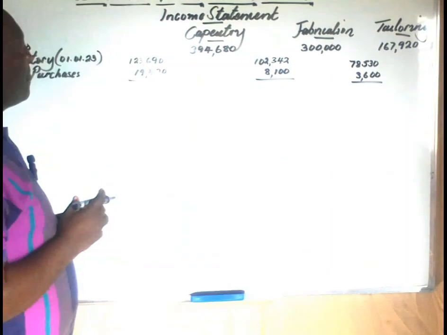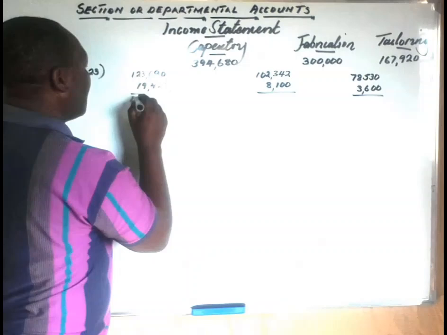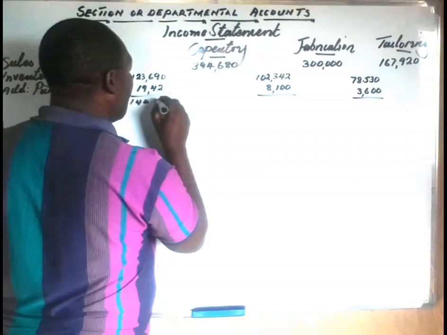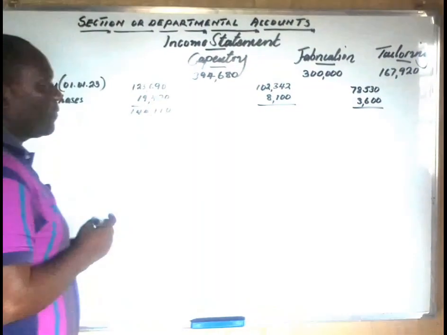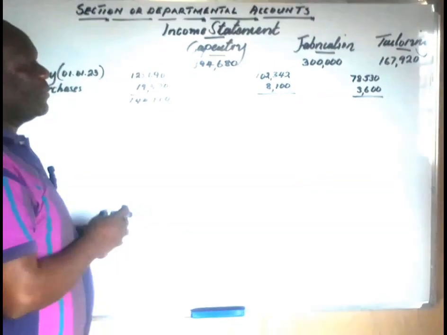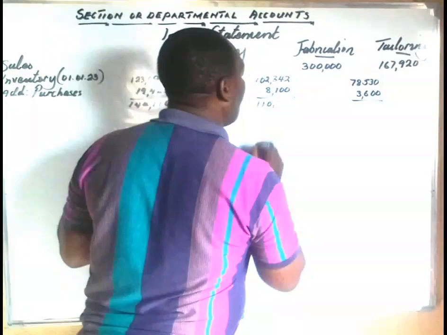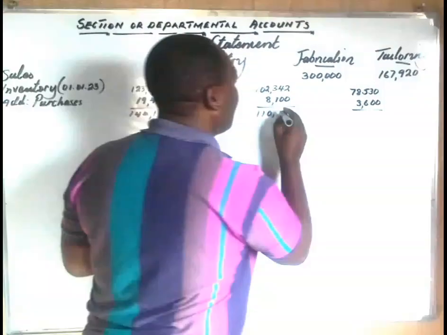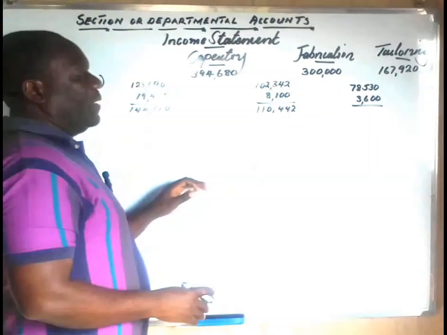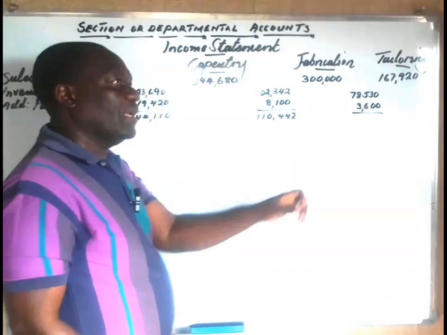Okay, if I can do my addition first, here I'm getting 144,110. Okay? Then there, when we do our addition, I'm getting 110,442. Okay? The last one here, I'm getting 82,130.